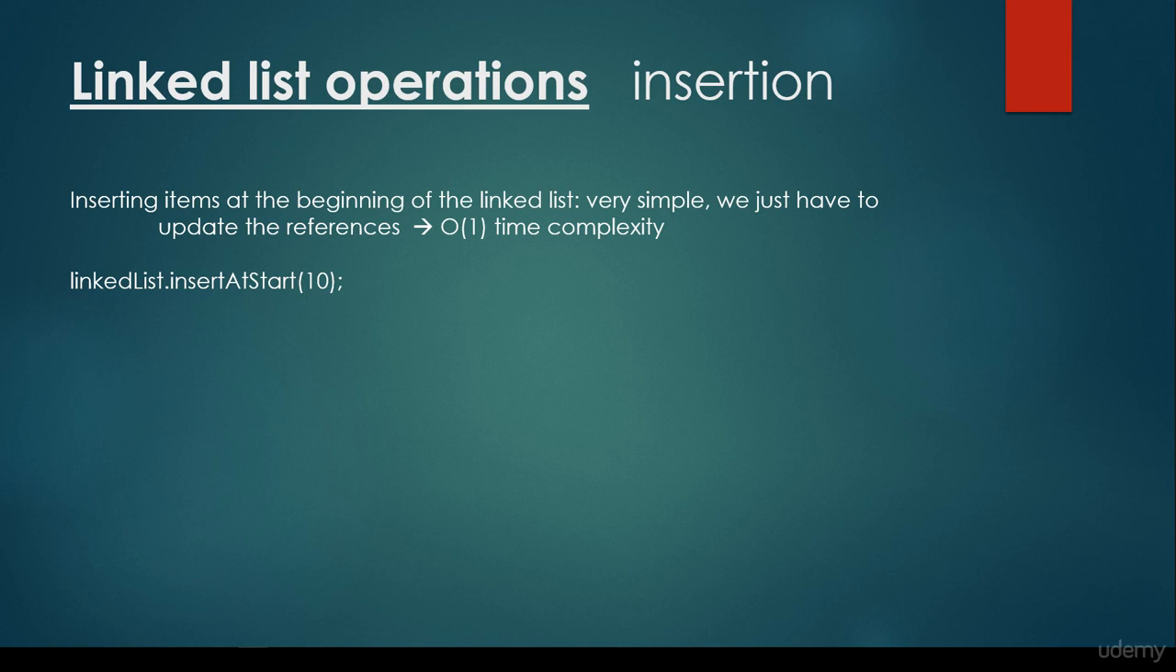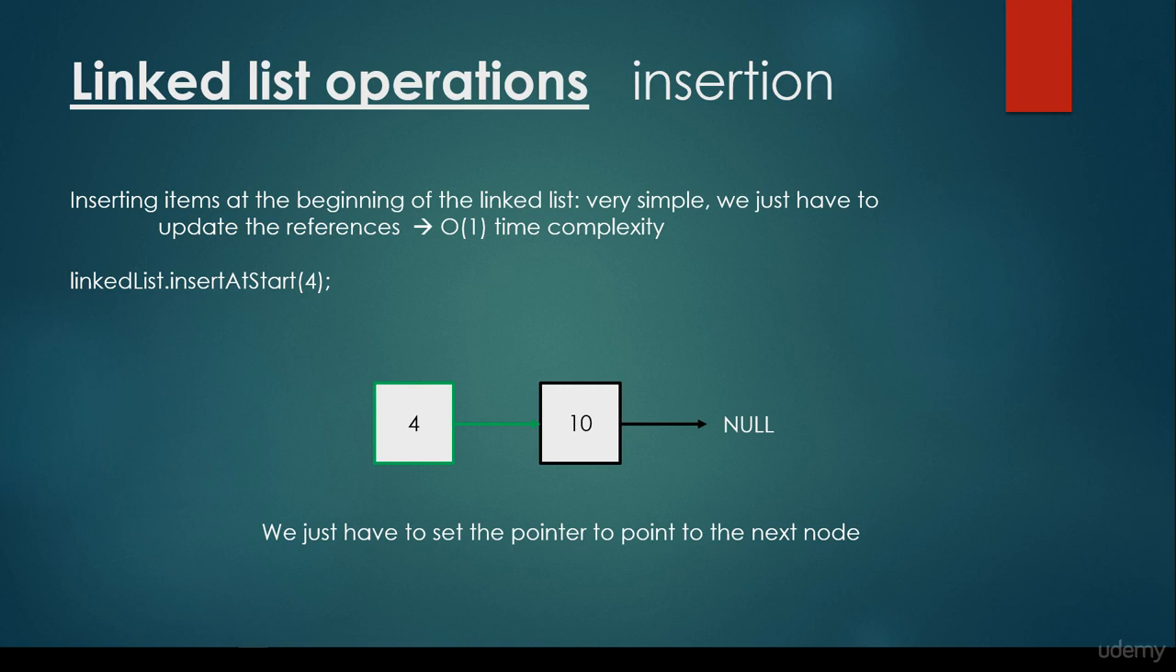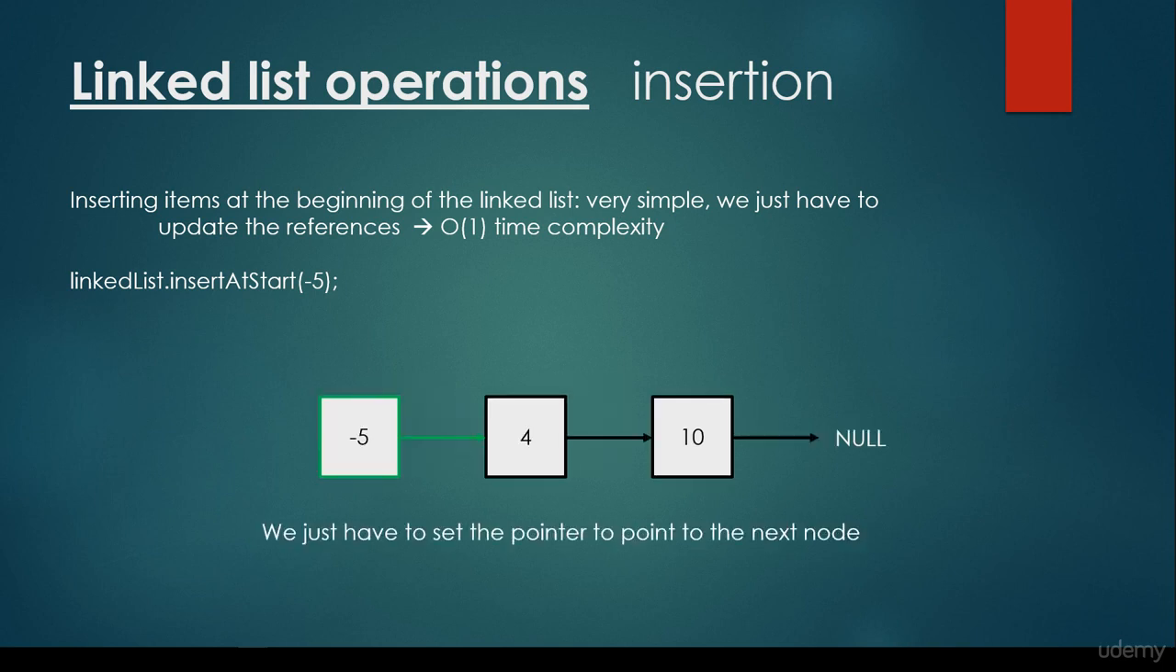So for example, we have the linked list and we would like to insert at the start the item 10. Of course, this is the first item, so we are going to insert it and it's going to point to a null. Okay, then we would like to insert 4. We just have to insert the 4 and set the pointer to the next node, which is the 10 in this case. What about if we would like to insert -5 at the beginning? We just have to insert it and set the pointer from the -5 to the next node, which is the 4 in this case.